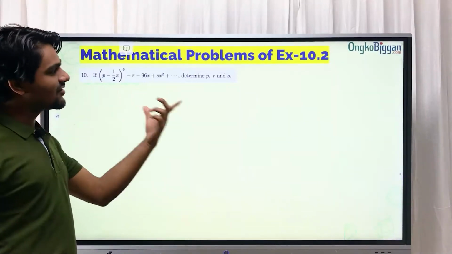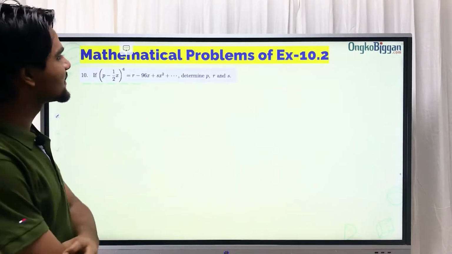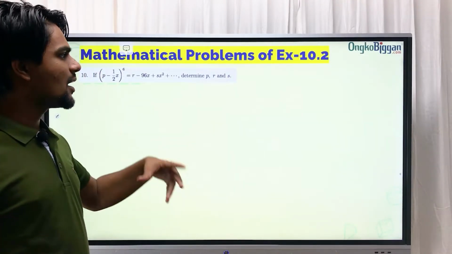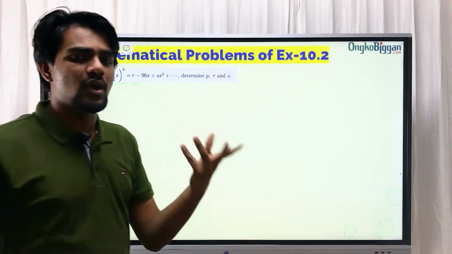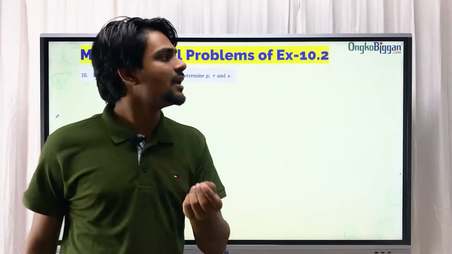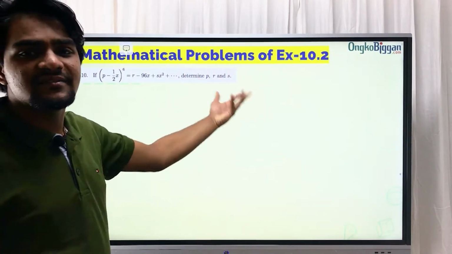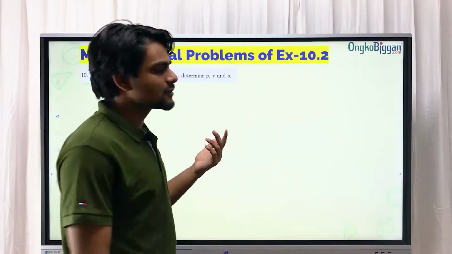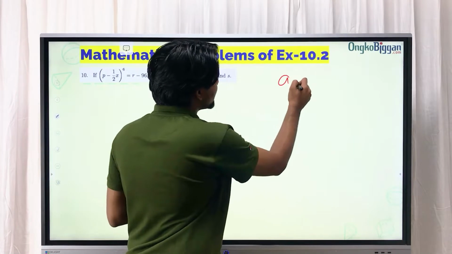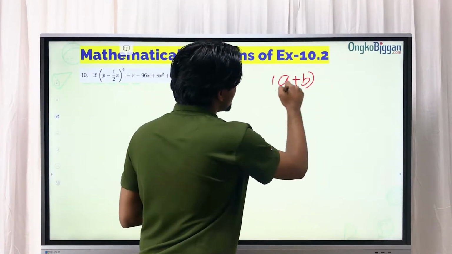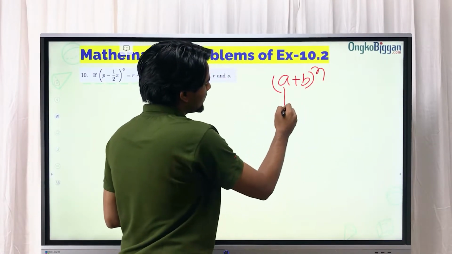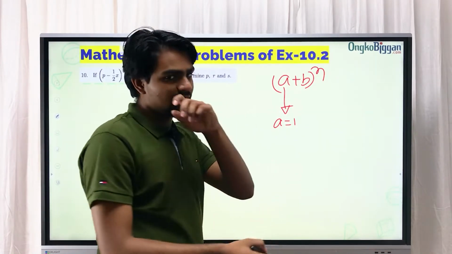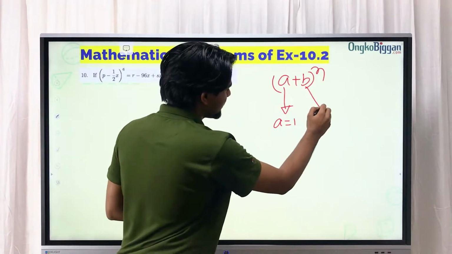We move directly into 10.2 because I thought that if you practice the maths of 10.1, the maths of 10.1 and 10.2 are basically the same. 10.2 maths have some more variations. But in case of 10.1, if we use (a + b)^n, all the values of a are basically 1 and we have some values of b.